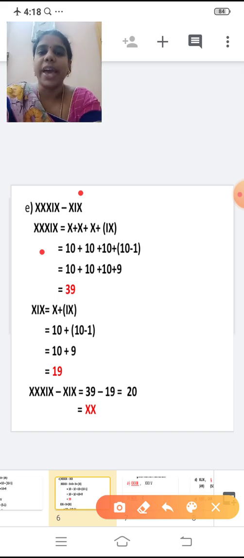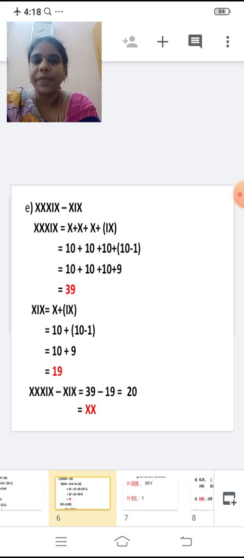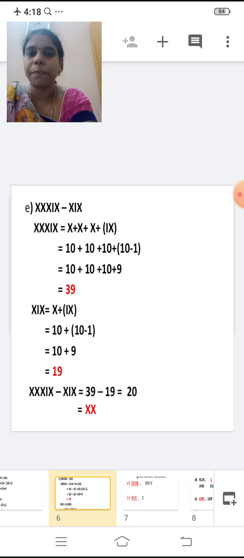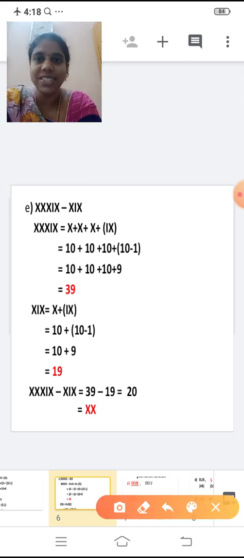Shall we see? XXXIX. How to change it? X plus X plus X plus IX, separately because the smaller one is placed before the larger one. What is the value of X? 10. Again, one more X, 10. Again, one more X, 10. So 10 plus 10 plus 10.